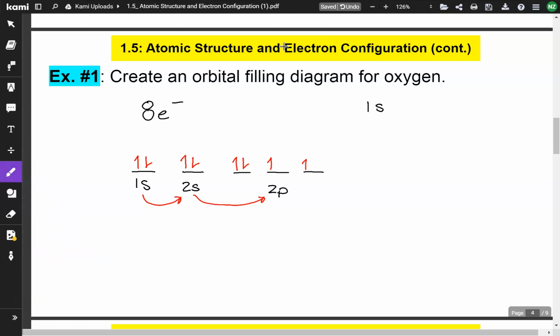So 1s, 2s, 2p. Every time I go down a row, I'm going to increase the number by 1. 3s, 3p. And then every time I add a row, I'm also going to add a letter. So after 3p would be 3d. I'm going to add a number, 4s, 4p, 4d. And then after d comes f, 4f.